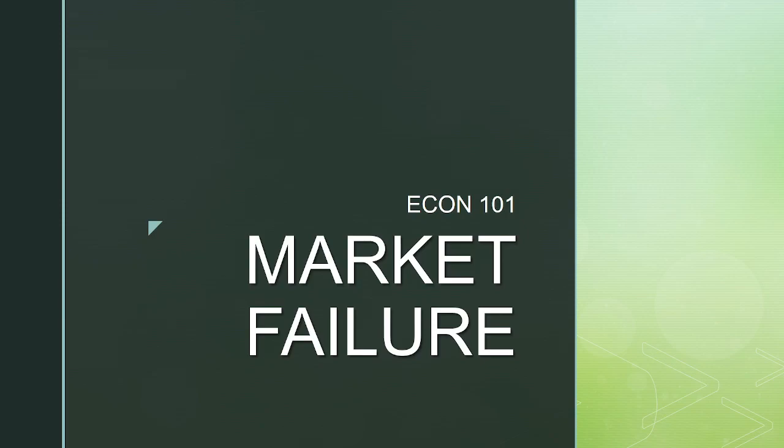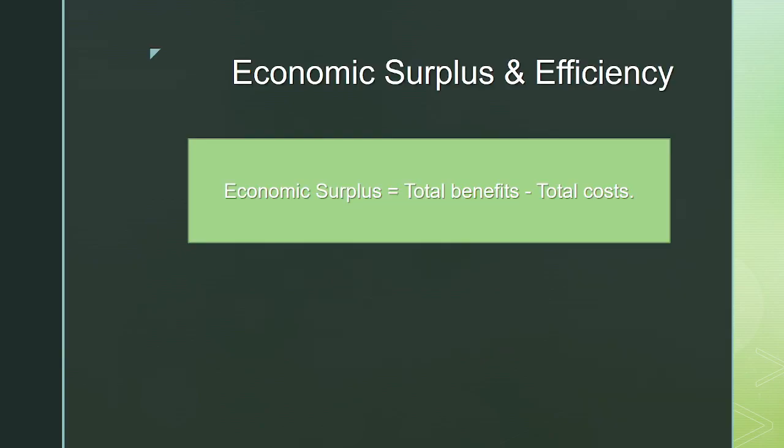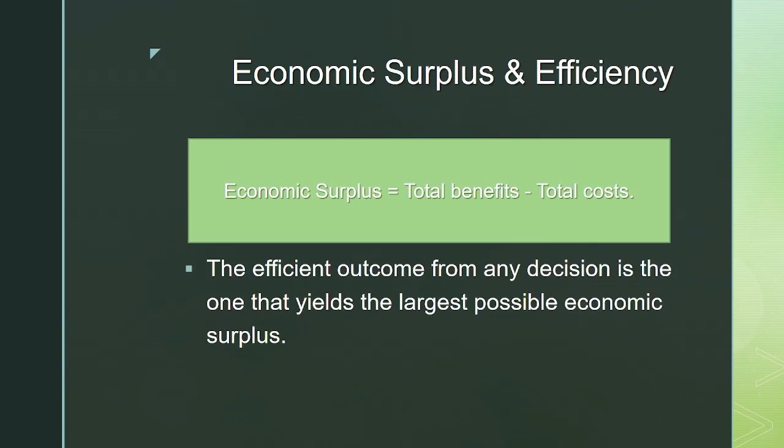Let's talk about market failure and economics. To understand market failure, we must first learn the concepts of economic surplus and efficiency. Economic surplus is the total benefits of a decision minus the total costs of that decision. The efficient outcome from any decision is the one that yields the largest possible economic surplus. It's basically just getting the most bang for your buck.